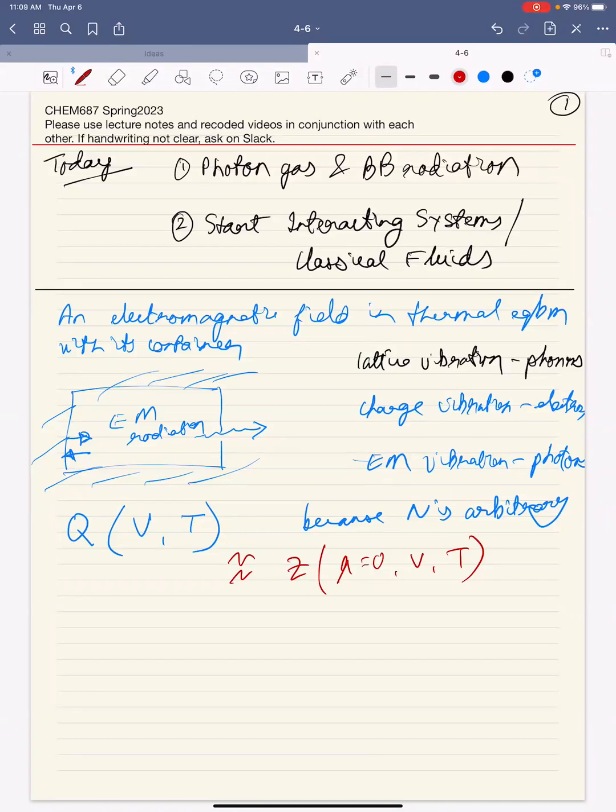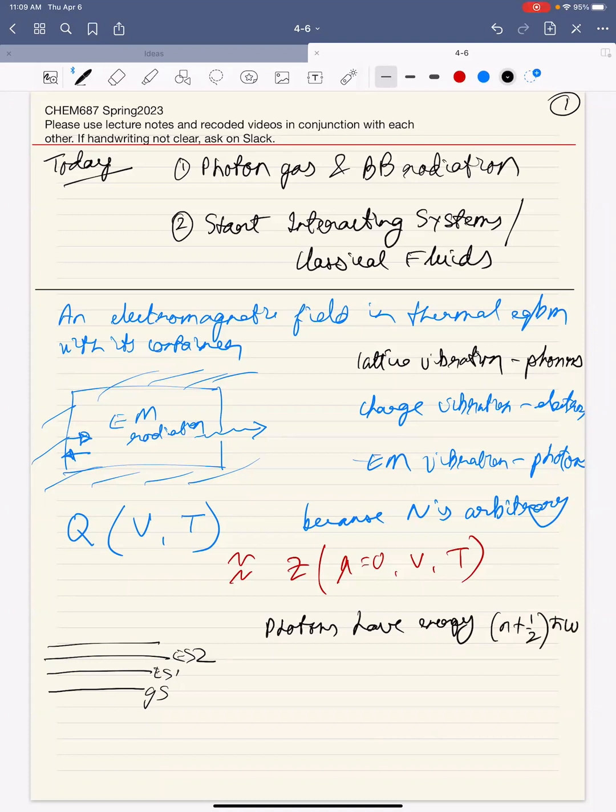So on top of that, now photons, just like all other quantum particles, can occupy energy levels. They can be in a certain ground state. They can be in excited state 1, excited state 2, and depending on which energy level you are in, photons have energy (n plus half) h-bar omega, right? And any number of photons can have the same omega. They are bosons, they are not fermions. There is no restriction that only 2 photons can stay over here, or 1 photon can stay over here. You can pack them up as many as you want.